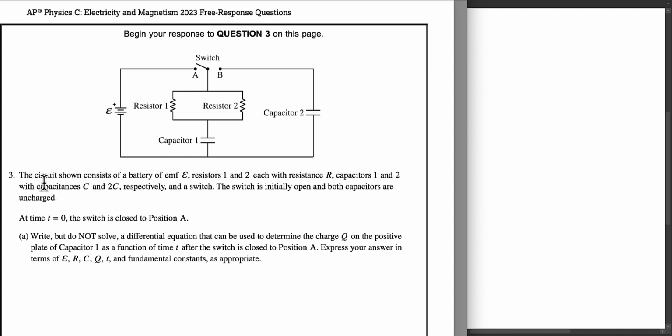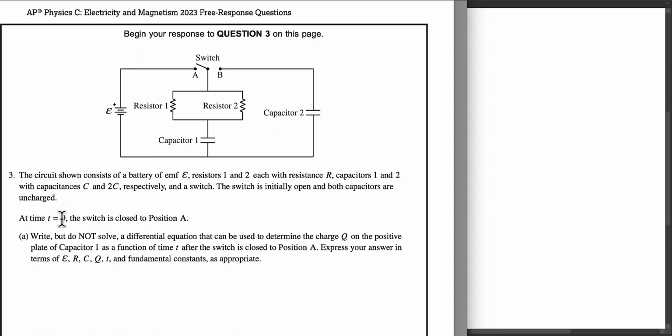Let's look at this question first. The circuit shown consists of a battery of EMF here, resistors 1 and 2, connected in parallel, each with resistance R. Capacitors 1 and 2 with capacitance C and 2C. So this is C and capacitor 2 is 2C. And a switch. The switch is initially open and both capacitors are uncharged.